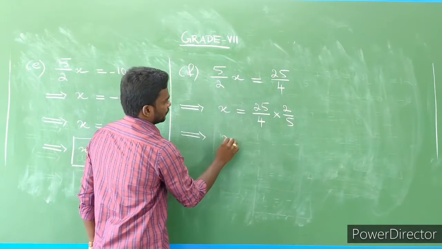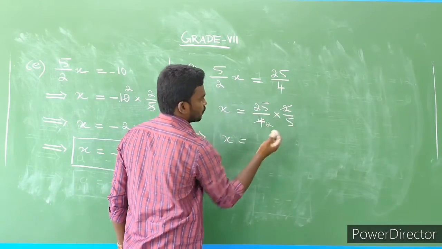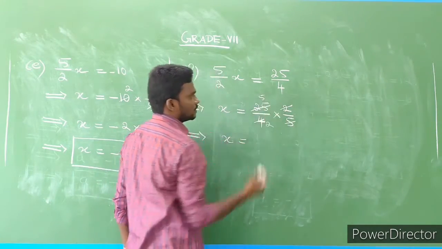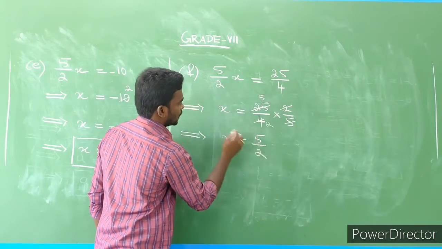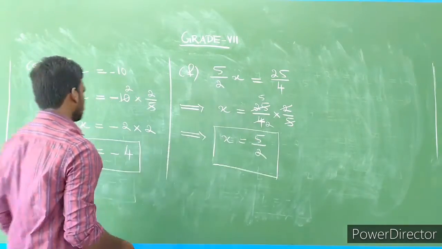Which implies x is equal to, 1 2s are 2, 2 2s are 4. Here 1 5s are 5, 5 5s are 25. So what is the value here? 5 divided by 2. So the value of x is equal to 5 divided by 2.